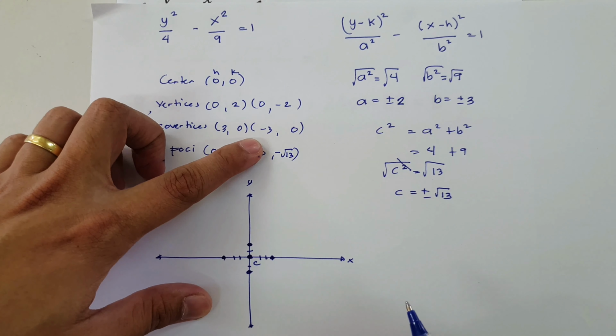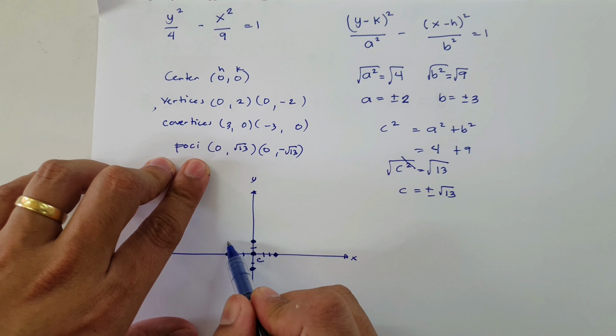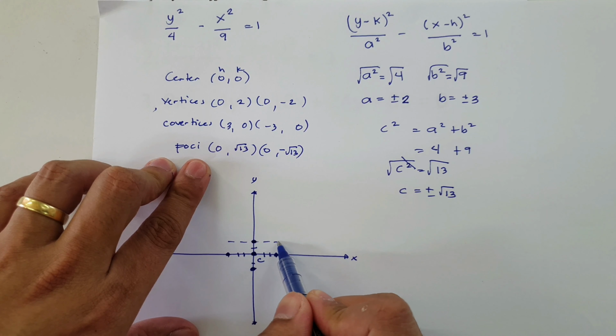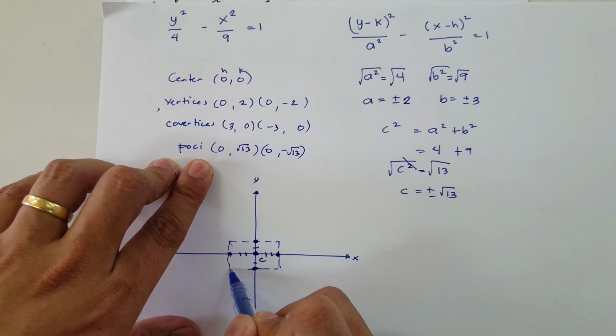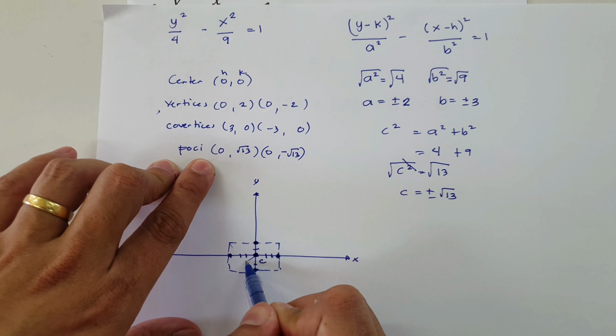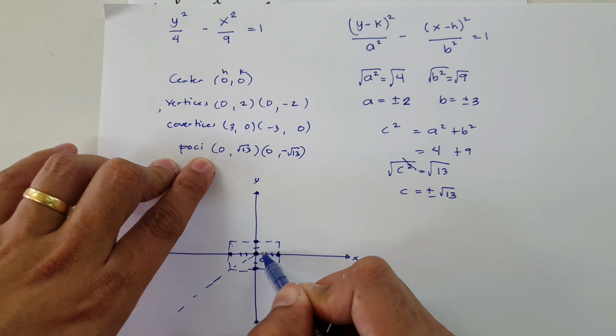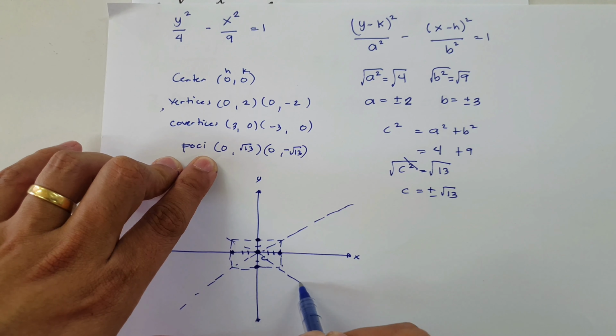And then after that, before we plot the foci, let us create a rectangle in order for us to sketch our lines of asymptote. Whenever we have a line of asymptote, it's always passing through the center and the corner of our rectangle. So this will be the line of asymptote.